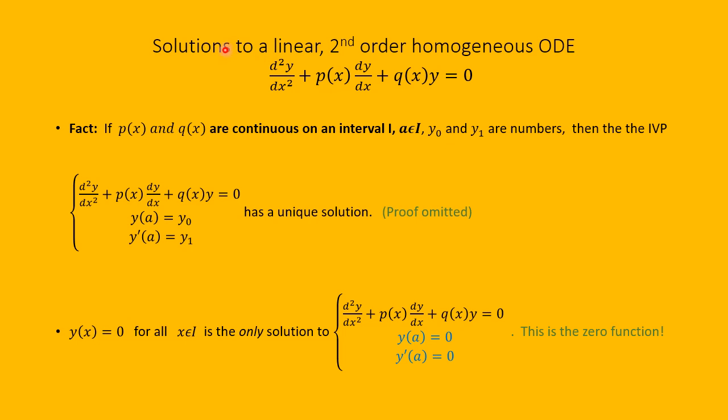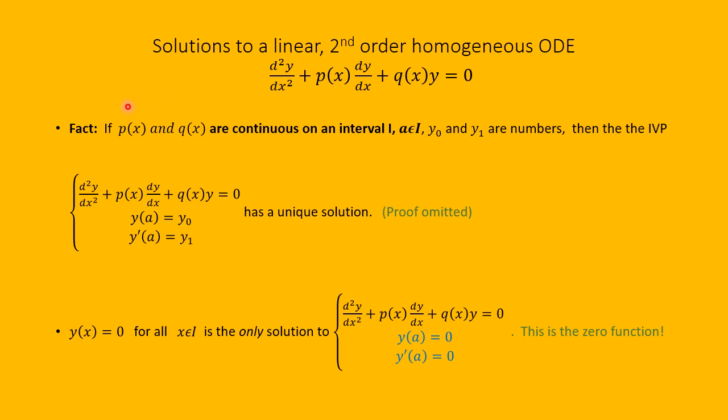So we're going to generalize just a little bit now, I guess, to this differential equation. The second derivative of y with respect to x plus p of x times the first derivative of y with respect to x plus q of x times y equals 0.